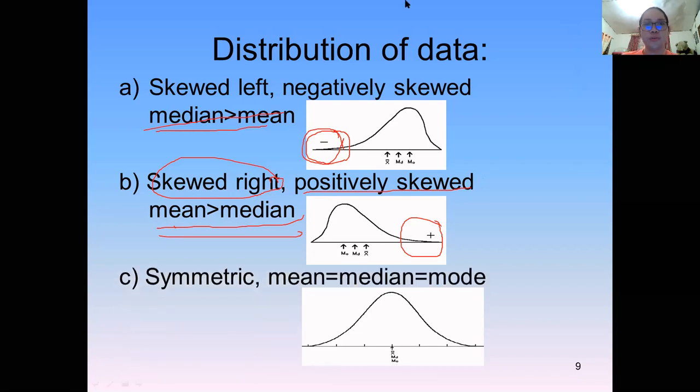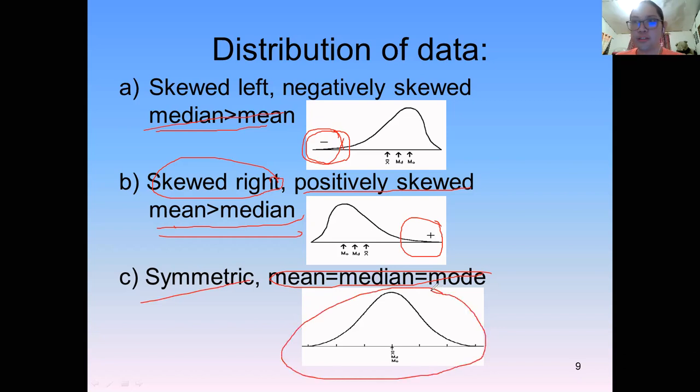Another thing also, when the mean, median, and mode are all equal, in short, the mean is equal to the median and the median is equal to the mode, then our graph will be symmetric. So this one, symmetric. This is a normal distribution. So the skewness of the line will describe the distribution of the data set.